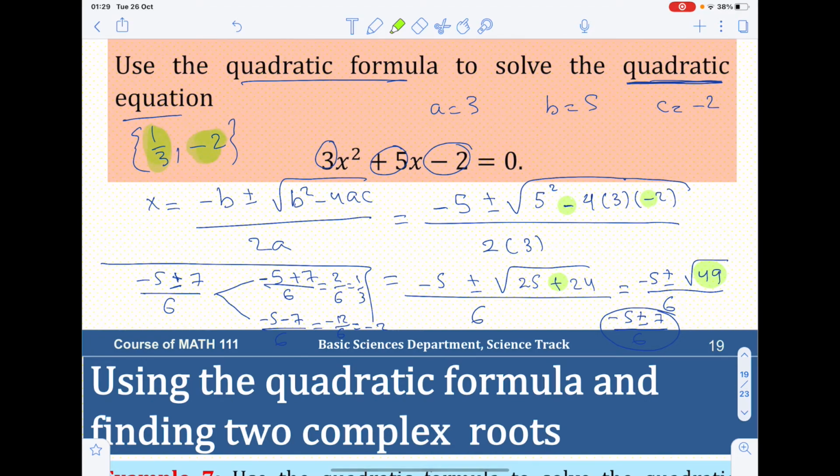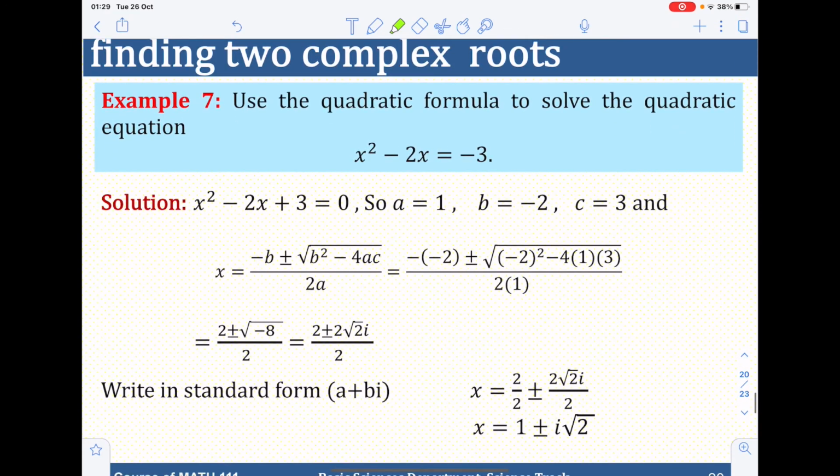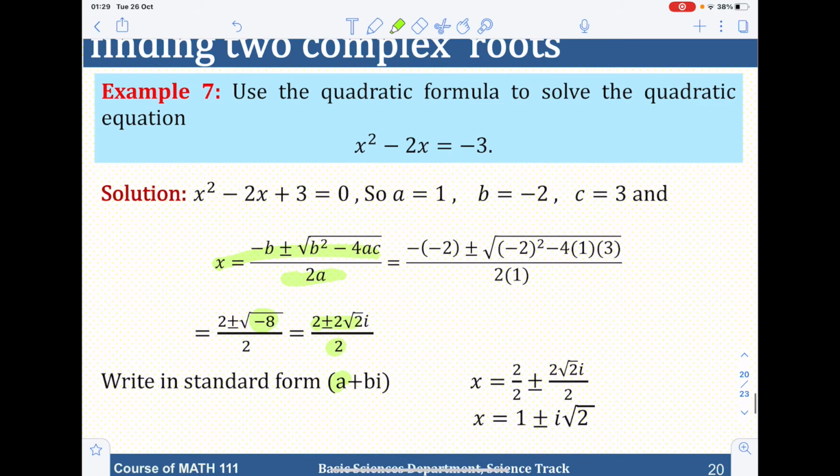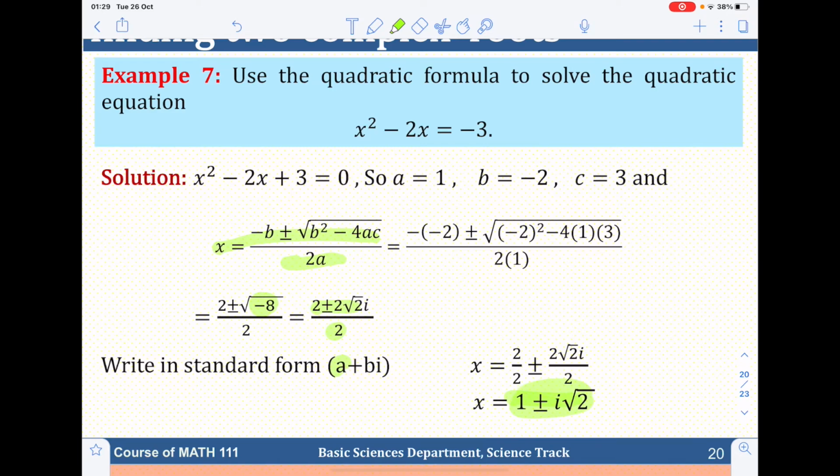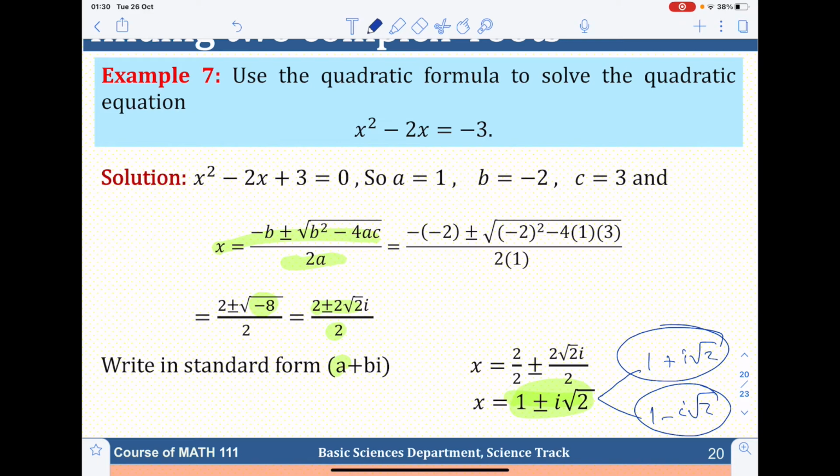Now in this one, we can see that after applying the formula, we have a negative value under the root, which means I would have two complex solutions. This is the first solution. And the second solution, we can write as you can see here, or we can divide it into two solutions. The first one is 1 plus i root 2, and the second one is 1 minus i root 2. So as you can see, we have two complex solutions. Why? Because the value under the root is negative.